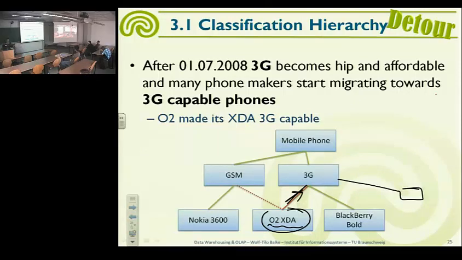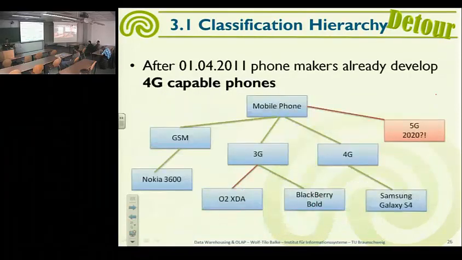So this is a question: what to do here? Should you migrate it entirely to the 3G? Should you cut off this edge? What can you do? One solution is to put it under 3G, but of course you lose all the information here. So it's something to think about. What can we do about this?